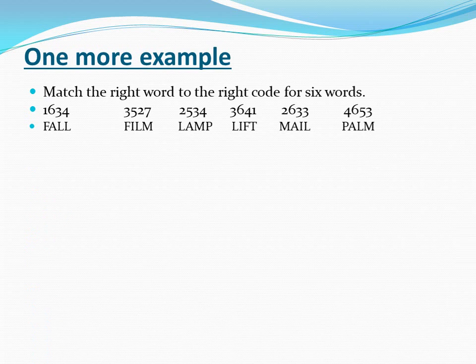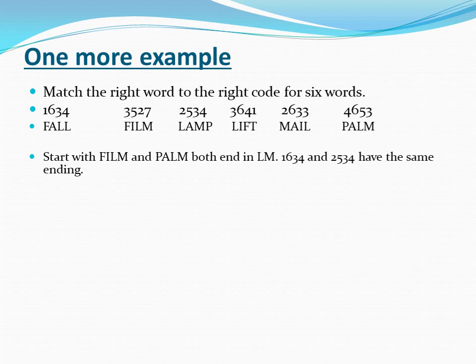Let's take one more example. The question is, match the right word to the right code for 6 words. The number codes given are 1634, 3527, 2534, 3641, 2633, and 4653. And the words you need to match these codes with are fall, film, lamp, lift, mail, and palm. Like I told you last time, start with looking at 2 letters which are similar. So we can tell film and palm, they both end in LM. So looking at the numbers, the 2 numbers with the same ending digits are 1634 and 2534. So L is 3, M is 4.